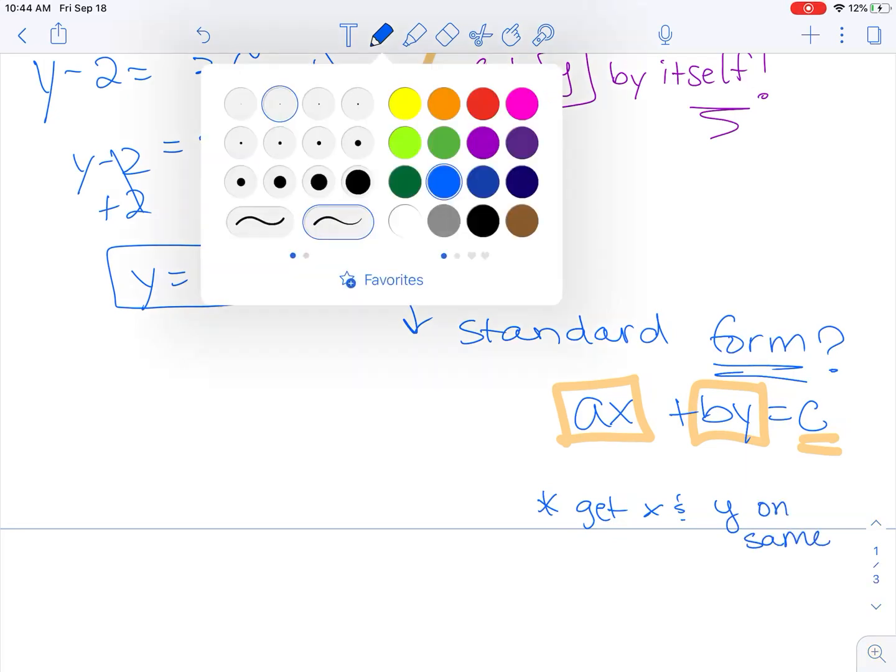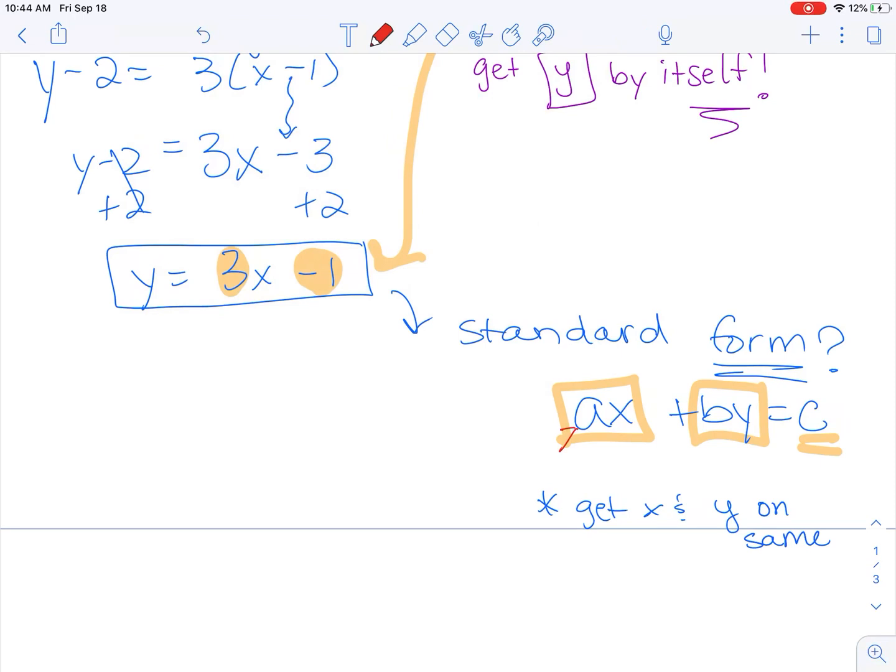Now, just keep in mind about standard form, there's one little thing. This a value must be positive, and it must be whole. It cannot be a fraction. So it has to be positive and whole. Okay, so let's start our work.